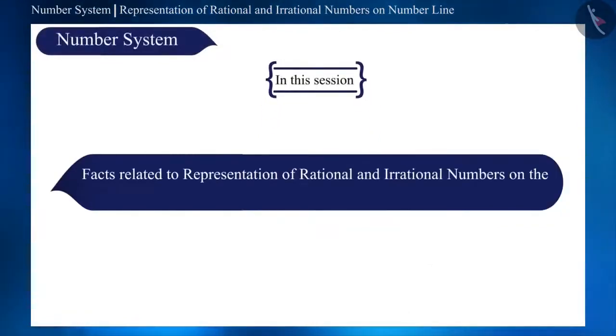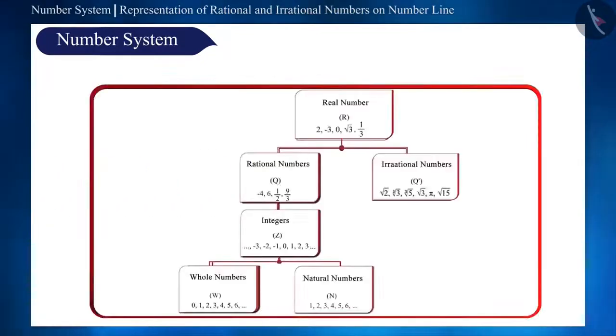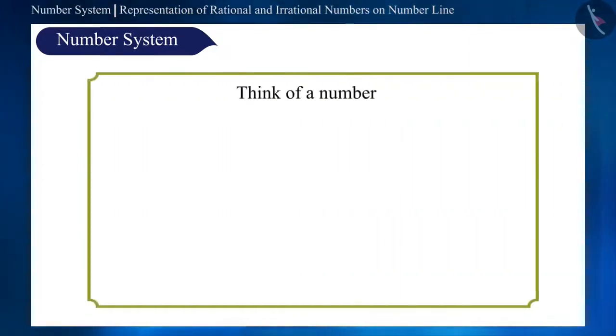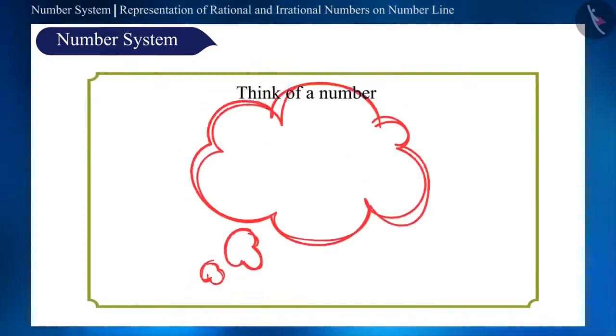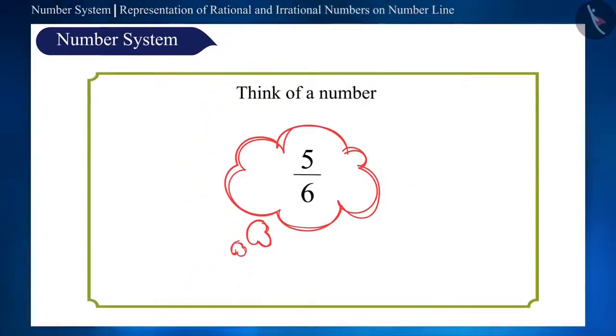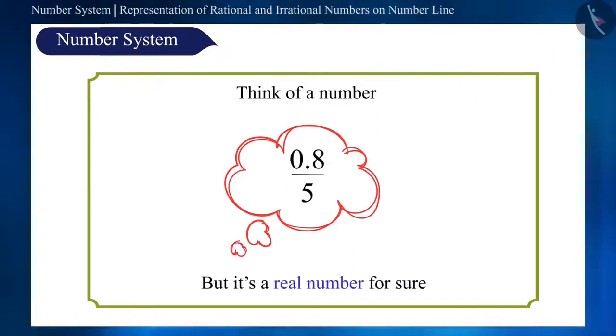Today we will discuss some facts related to the representation of rational and irrational numbers on the number line. Friends, we know that the collection of rational and irrational numbers together form real numbers. So if I ask you to think of any number, friends, I cannot predict if the number chosen by you is a natural number, an integer, or a decimal number. But I can surely say that the number you thought of would be a real number.